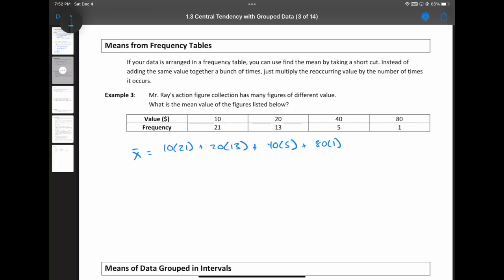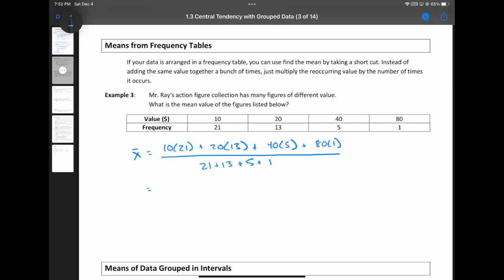Now on the bottom, I have to add up the total frequencies, everything. And make sure it's the frequencies you're adding and not the figure values you're adding on the bottom. I have a total of 21 plus 13 plus 5 plus 1 figures. Okay, so then we just do this.